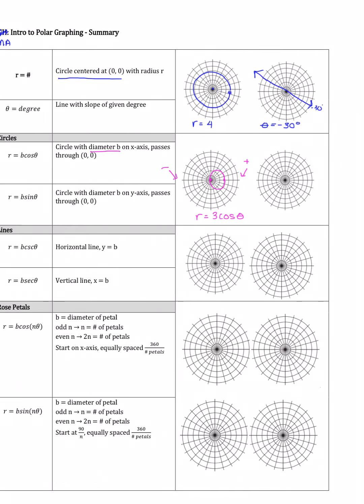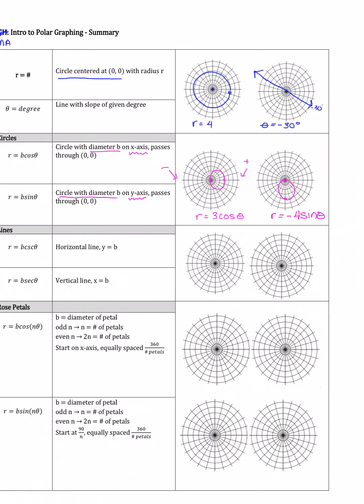If it's sine, it'll be off of the y-axis. So let's say I gave you r equals negative 4 sine theta. Well, because it's negative, you go off the negative side, 1, 2, 3, out a diameter of 4, and just draw a circle. Okay, so that's basically a circle with diameter of b. If it's sine, it's off of the y-axis, cosine off of the x-axis.